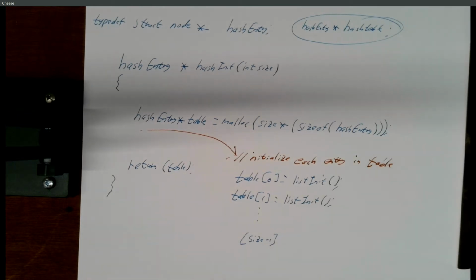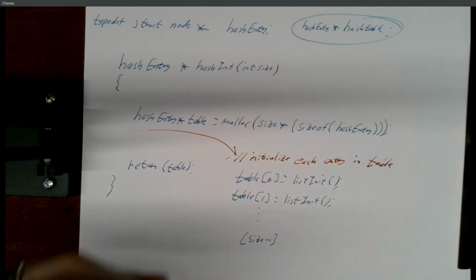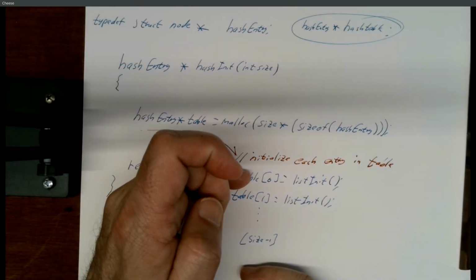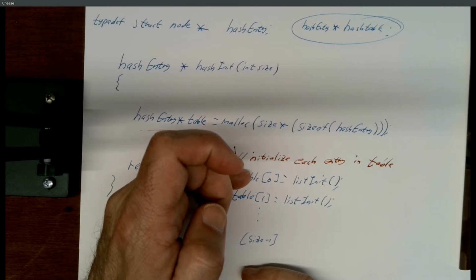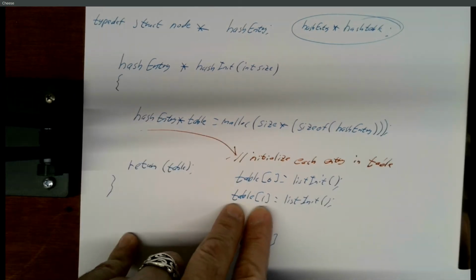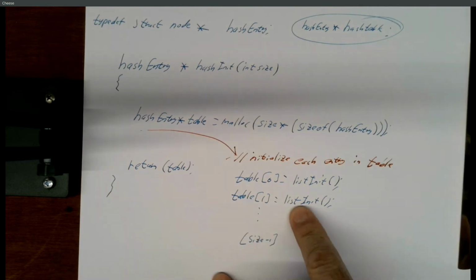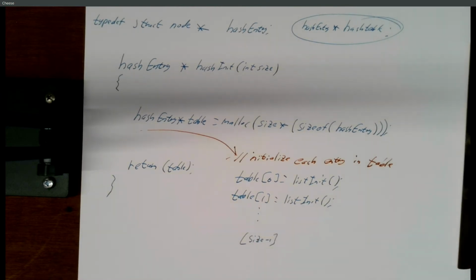So when you get a license plate and you run it through that hash function, you get an index, right? You're going to get some index between 0 and size minus 1. If you've only got 20 entries in your hash table and you've got 1,000 license plates, you're going to have multiple things hashing to the same location, which means your lists are going to grow.